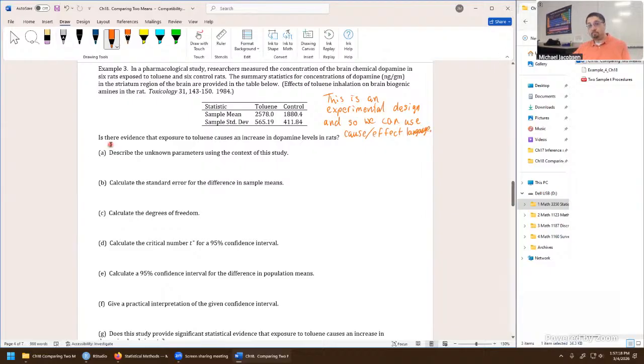The question was, is there evidence that toluene causes an increase in dopamine levels in rats? And this can be analyzed 2 different ways, really. It could be a hypothesis test, but for this problem, we'll study the confidence interval when we give our analysis. The confidence interval is nice because it's going to address this question right here, but also provide the estimate for the difference in population means, mu1 and mu2.